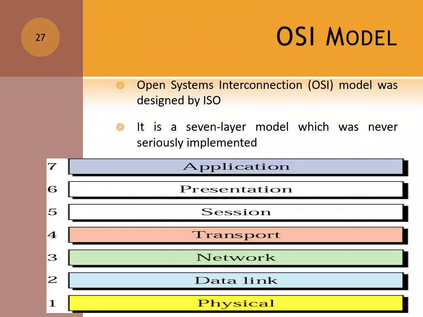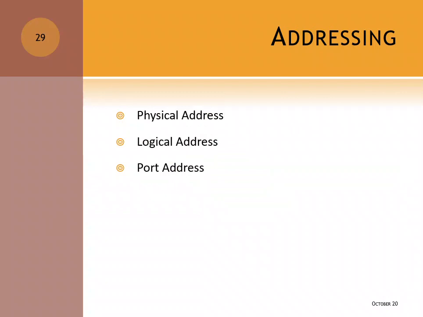Tetapi OSI model was, as is stated here, was never seriously implemented. Okay, yang kita gunakan adalah TCP/IP model yang hanya 5 layer sahaja. Okay, next we move to the 3 types of addressing.